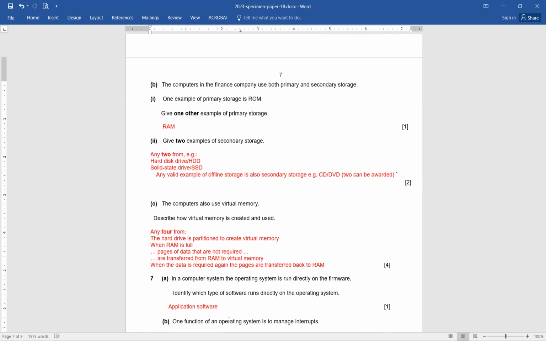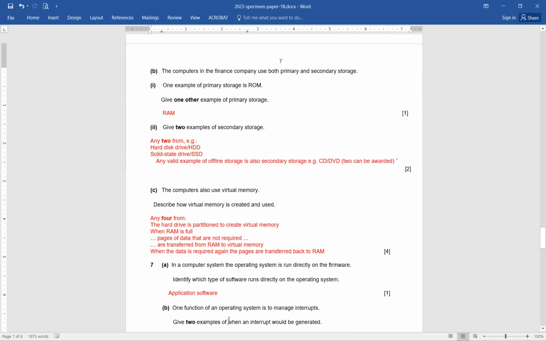So now please remember, whichever pages, whichever parts of the program are not needed, not required at the moment, not in use, are transferred from RAM to virtual memory. When the data is required again, the pages are transferred back to RAM. So this is a continuous process. So if you have written this answer in the proper manner, in a sequence, you can very easily score 4 out of 4. Very simple to score as well.